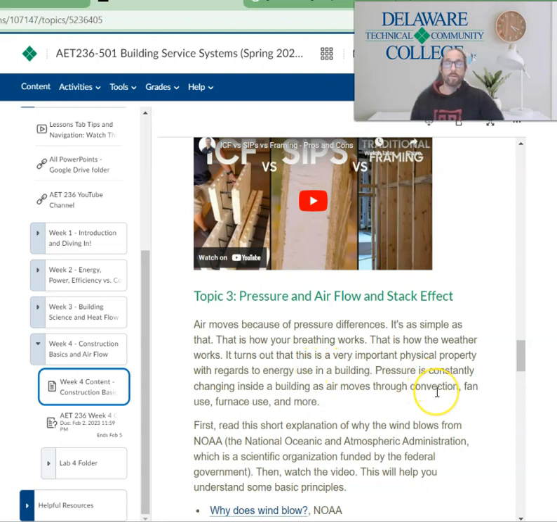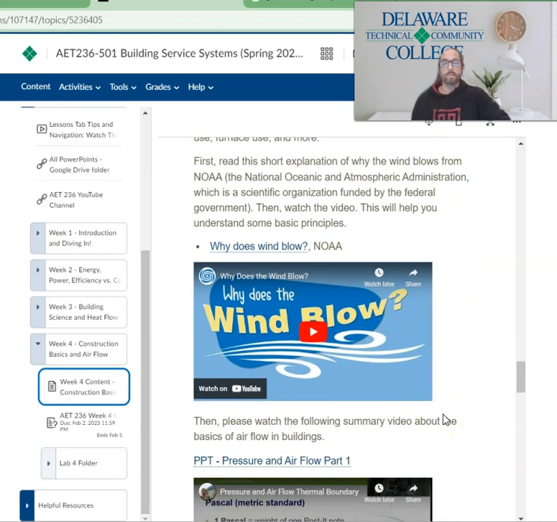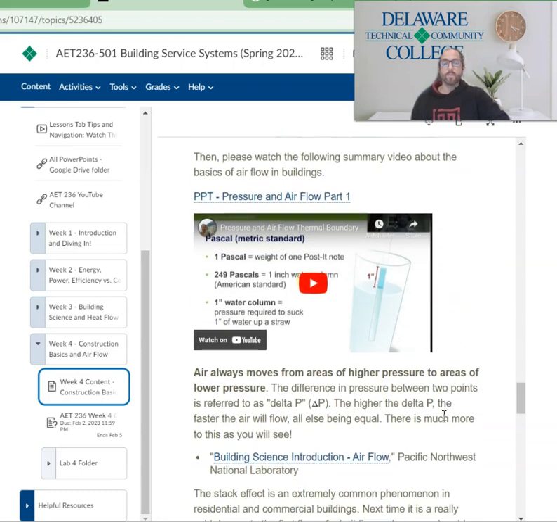Pressure differences, aka delta P, that's what drives air movement. Period. So that's what makes the wind blow, but on a smaller scale it's also what makes air move around. So we'll go over those concepts here: pressure and airflow, and different ways to measure pressure.